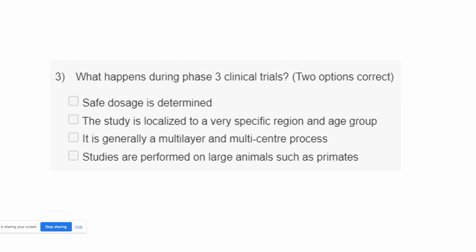Okay. So this is the third question. What happens during phase 3 clinical trials? You have to select two correct options. Safe dosage is determined. The study is localized to a very specific region and age group. It is generally a multi-layer and multi-center process. Studies are performed on large animals such as primates.